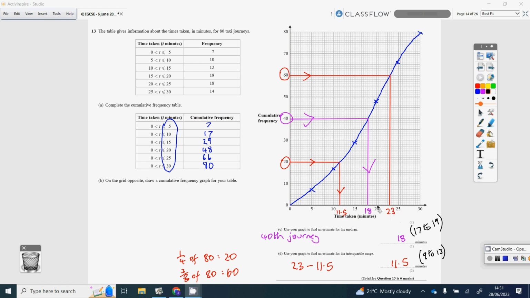I've got 23. Now your interquartile range is the difference between the lower quartile and the upper quartile. So for me, it's 23 take away 11.5, which was 11.5. Again, the mark scheme allows some leeway because everybody's curve is going to be a little bit different as it's drawn by hand. The mark scheme allowed anything between 9 to 13, providing it was backed up by your diagram.